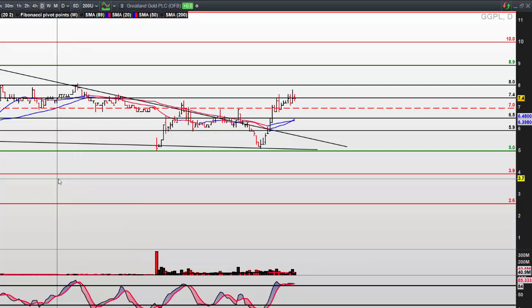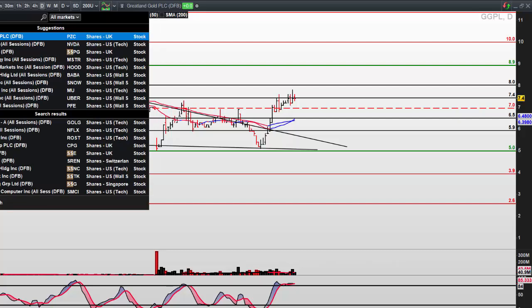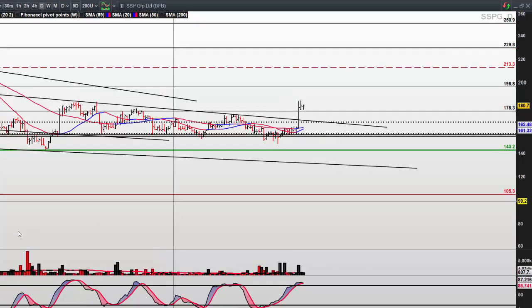Okay, the other one. What's this talk to you about? Oh yeah, this is another one I mentioned recently. Is this the right stock? Yeah.